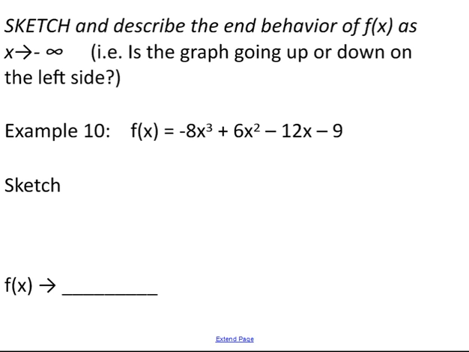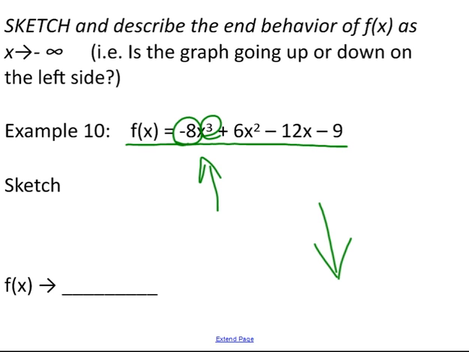Example 10. I have f of x is equal to negative 8x cubed plus 6x squared minus 12x minus 9. I have to look at the degree, which is odd, and the leading coefficient, which is negative. With an odd degree and a negative leading coefficient, I'm going to have the right side go down and the left side go up.